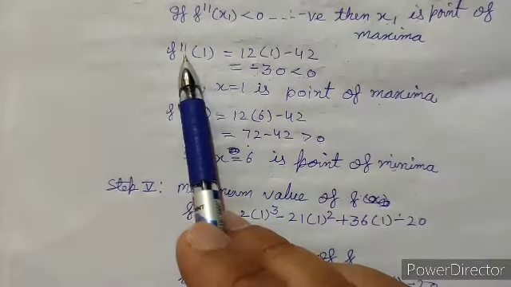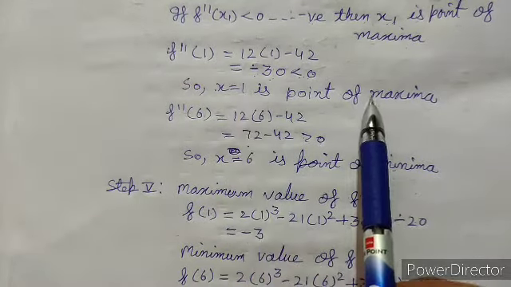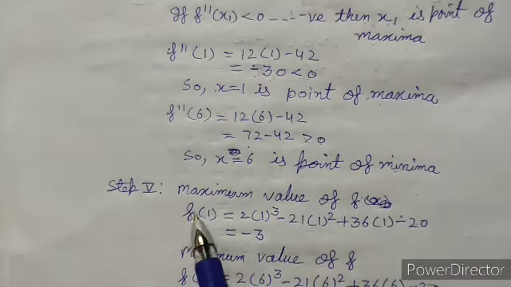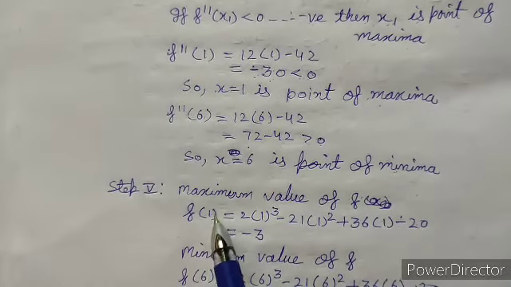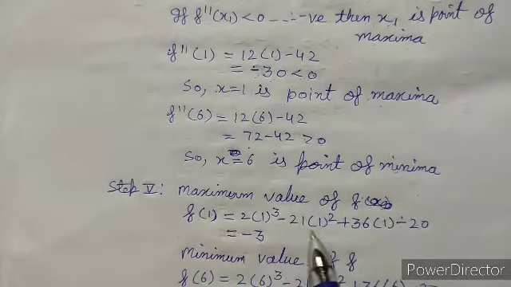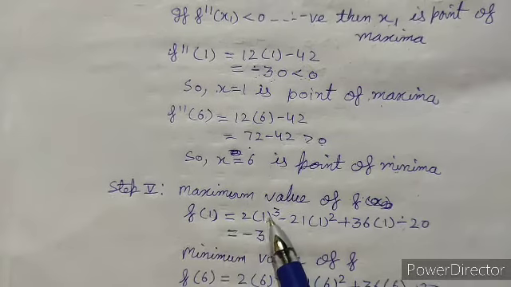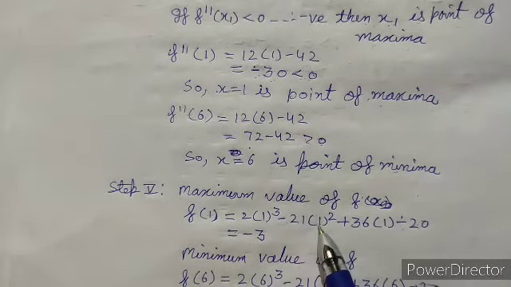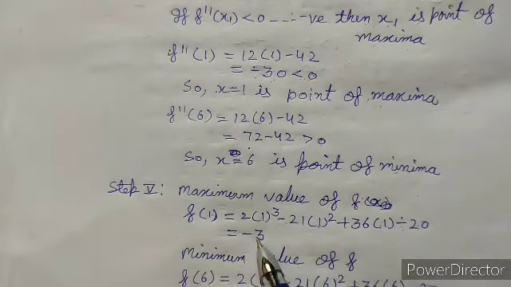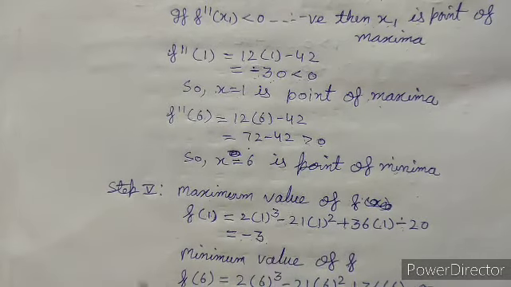As at x = 1 the function was maximum, or x = 1 is a point of maxima, f(1) will give us the maximum value of the function. Now f(1), as the function was 2x³ - 21x² + 36x - 20, will be 2 × 1³ - 21 × 1² + 36 × 1 - 20, and that is equal to -3. Thus the maximum value of the function f(x) is -3.